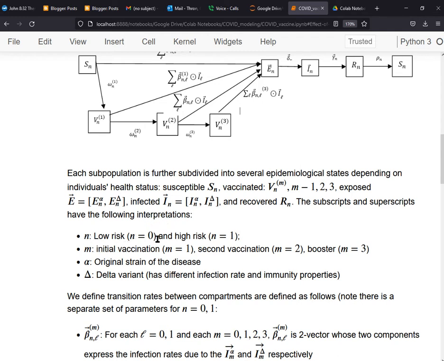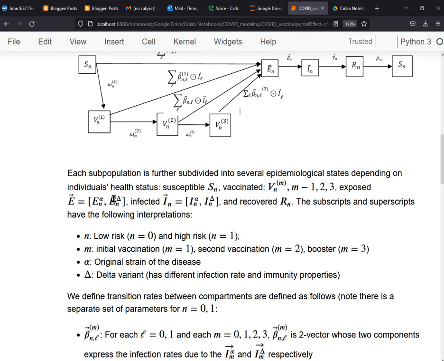So N is low risk. Right, so N, low risk and high risk. M has initial vaccination, second vaccination, or booster. Alpha is the original strain of the disease, and delta is the delta variant. Notice that E and I have 2 components each. This E alpha is the individuals who have been exposed to the alpha variant. These are individuals who have been exposed to the delta variant.